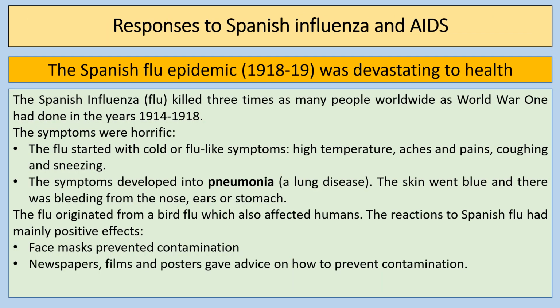So in terms of the Spanish flu, devastating to health, the symptoms were horrible. Cold flu-like symptoms, high temperature, aches, pains, coughing and sneezing. The symptoms could develop into pneumonia with the skin going blue, bleeding from the nose, ears or stomach. The flu originated from a bird flu, which also affected humans. But the reactions to Spanish flu had mainly positive effects in terms of face masks preventing contamination, newspaper films and posters giving advice on how to treat contamination.